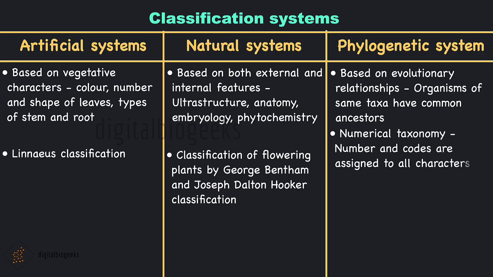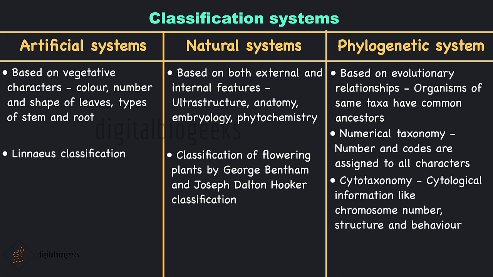First being the numerical taxonomy. The numbers and codes are assigned to all characters. This can be carried out by computers. Hence, at the same time, hundreds of characters can be considered and each character is given equal importance. Cytotaxonomy, based on cytological information like chromosome number, structure and behavior. Chemotaxonomy, this is classification based on chemical constituents of plants.